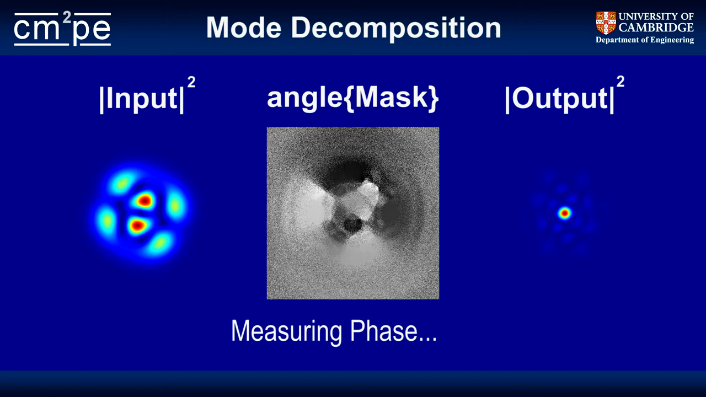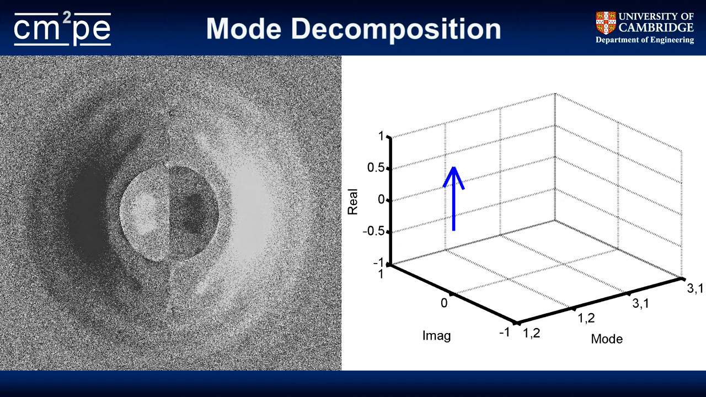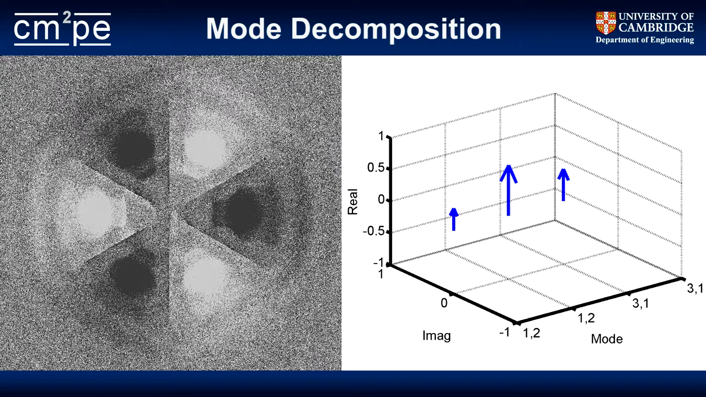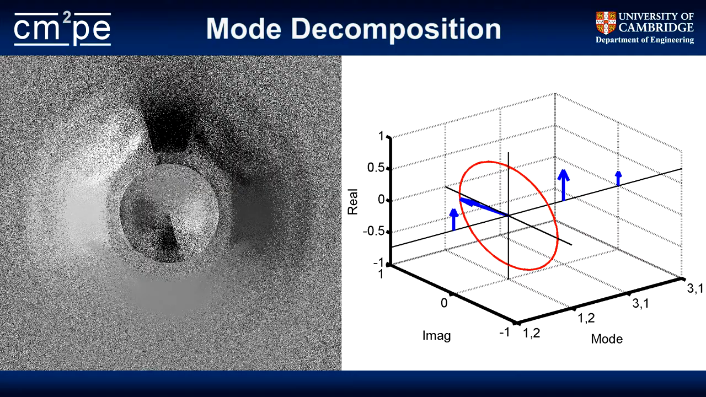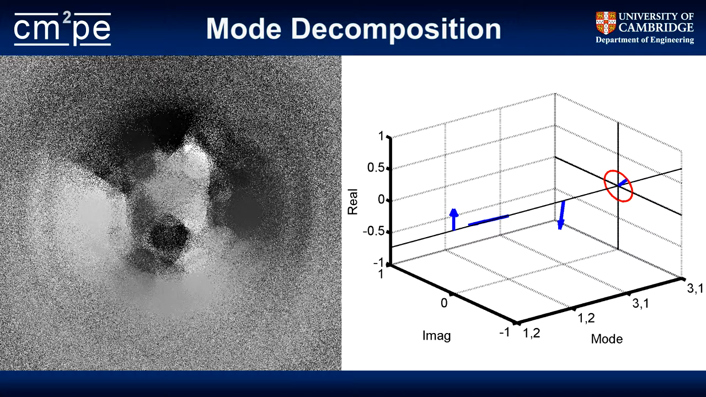Looking at it a different way, here we've got the complex plane for each one of the four constituent modes. You can display the phase mask for each mode to measure its amplitude, i.e. the length of the vector, and then you can interfere them to find their relative phase, i.e. the orientation of the vector. So now you can measure the amplitude and phase of each constituent mode.